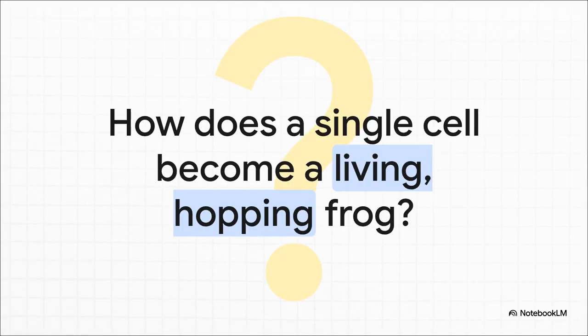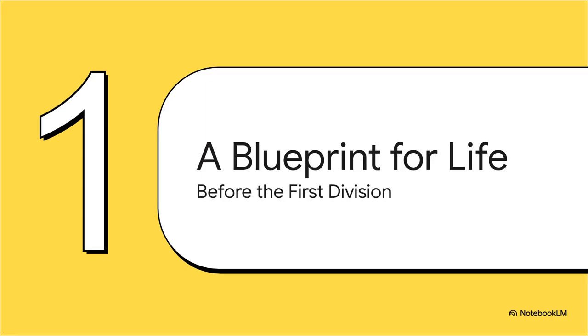Okay, so let's get right back to that central mystery. This is a question that has captivated scientists for literally centuries. How on earth does one single, ordinary-looking cell become a frog? It's one of nature's true marvels, and today, we are going to break down every single step of this astonishing journey. And here's the part that'll blow your mind.